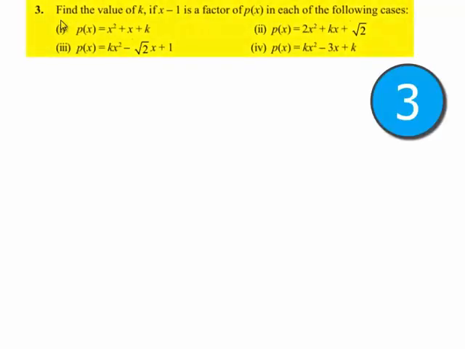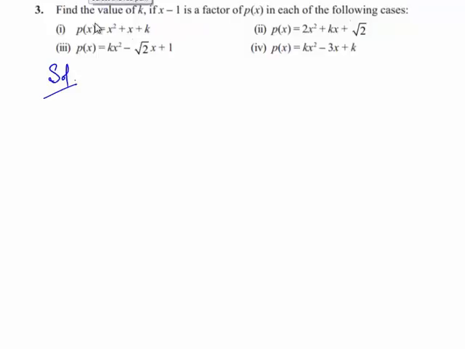Moving on to the third problem, find the value of k if x minus 1 is a factor of P of x in each of the following cases. We have been given 4 polynomials in this question. So we need to use factor theorem in order to find the value of k if x minus 1 is a factor of P of x. So let us see the solution.